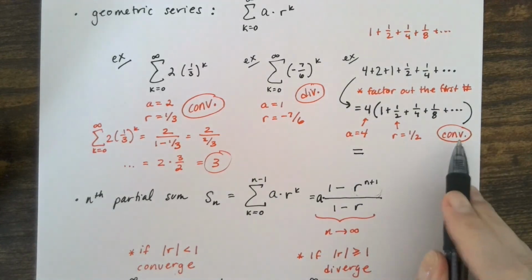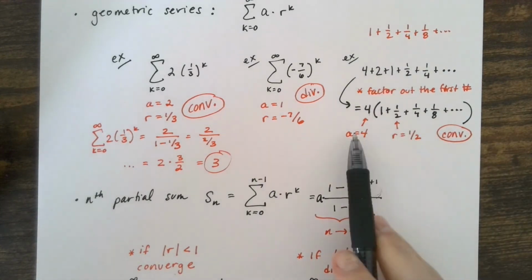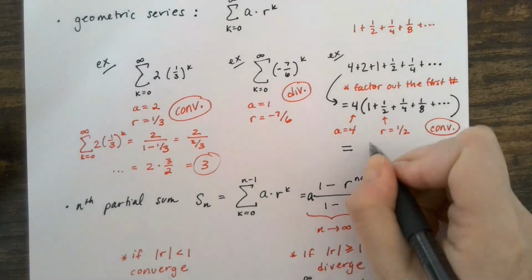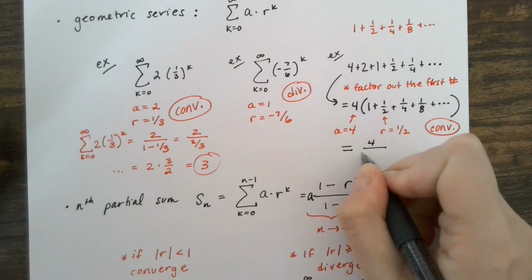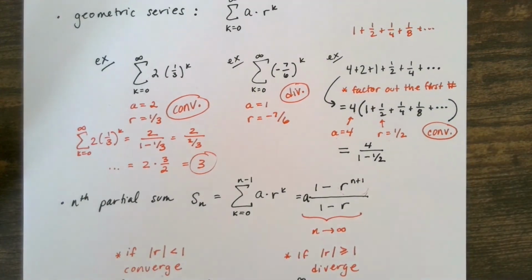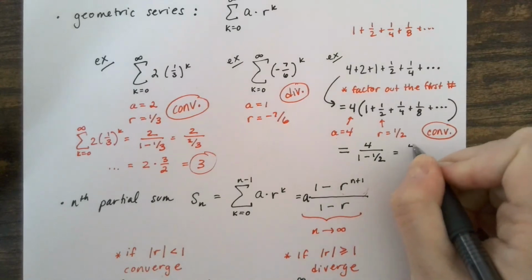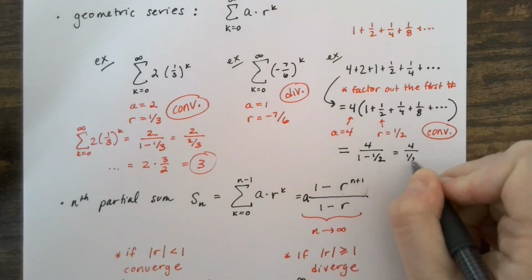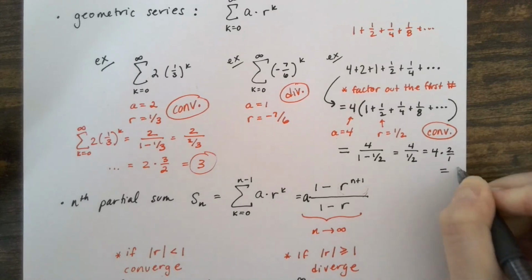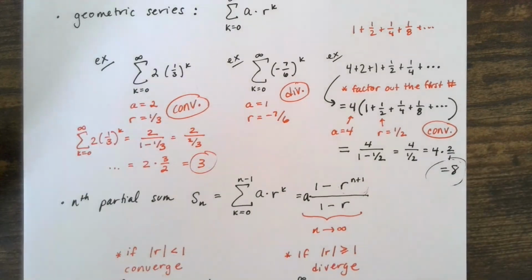Okay, so we said it was convergent, and we've already done a lot of the work, right? We decided what the A and the R were. So I will have A over 1 minus R. Again, it takes a little bit of work to simplify. 1 minus 1/2 is 1/2, divided by 1/2 is times 2 over 1, so this one adds up to the number 8.